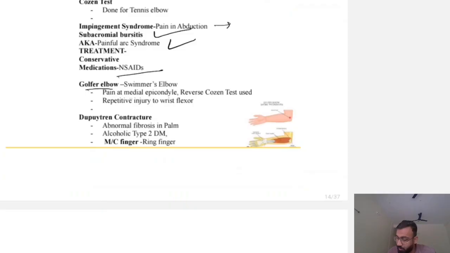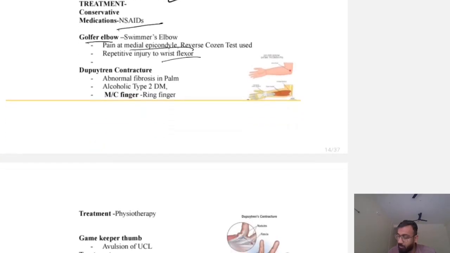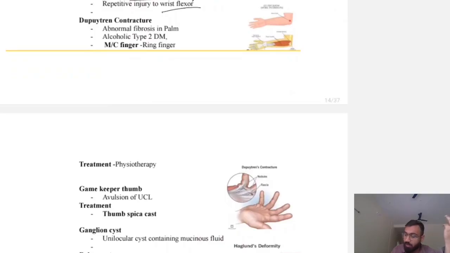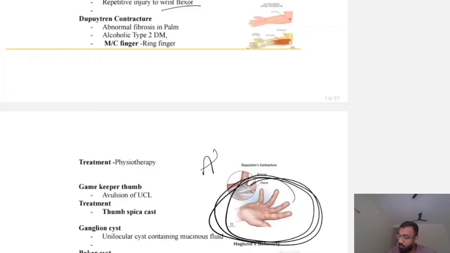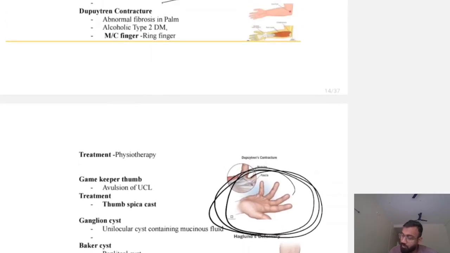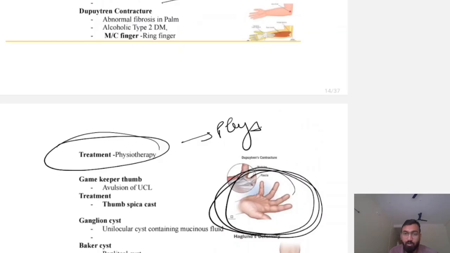Golfer's elbow, we have discussed already: pain at the medial epicondyle. Tennis elbow is repeated injury to the wrist extensors, and golfer's elbow is repeated injury to the wrist flexors. Next is Dupuytren contracture. It is a contracture in the hand. It is seen in alcoholic patients and in type 2 DM. It starts with the ring finger. It has 3 stages: nodular stage, fibrosis stage. How will you manage it? First we will do physiotherapy. These all are the regional conditions.